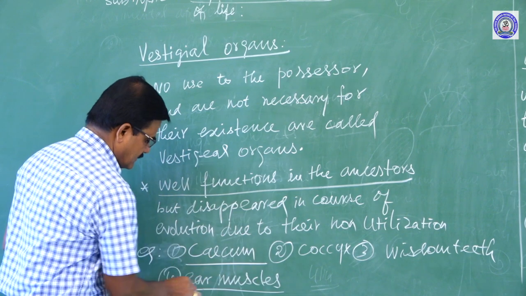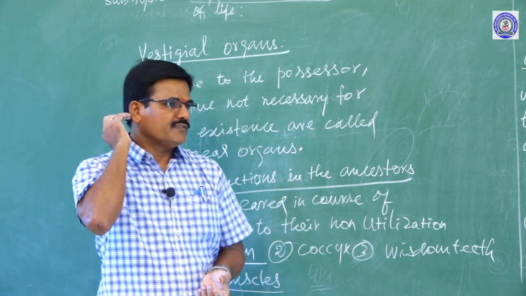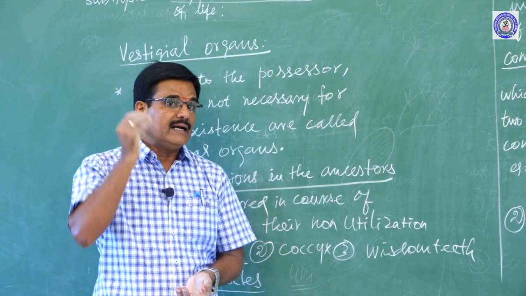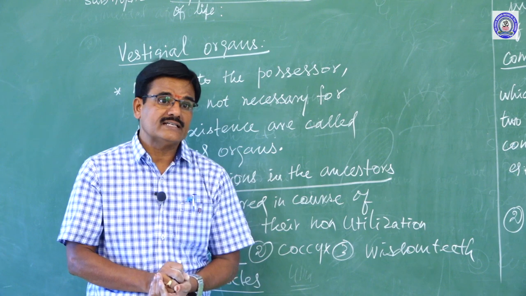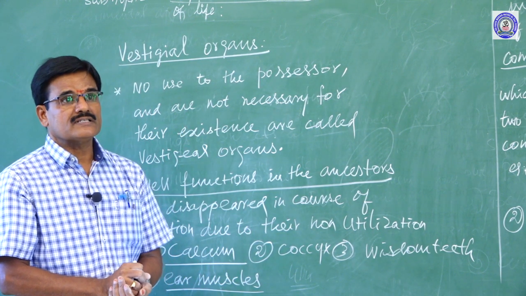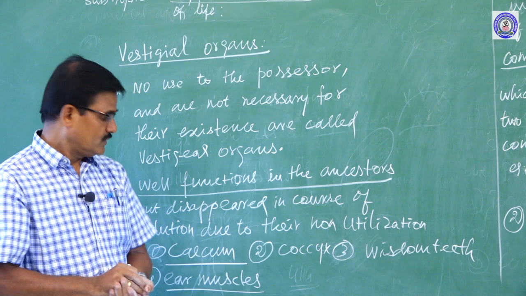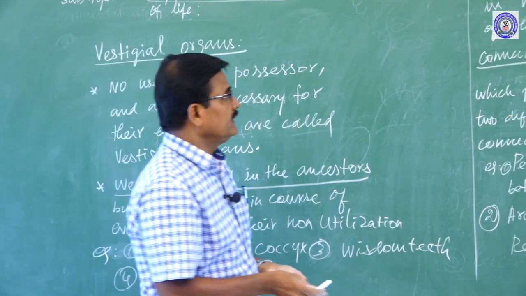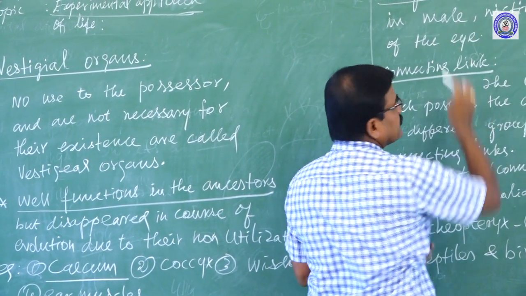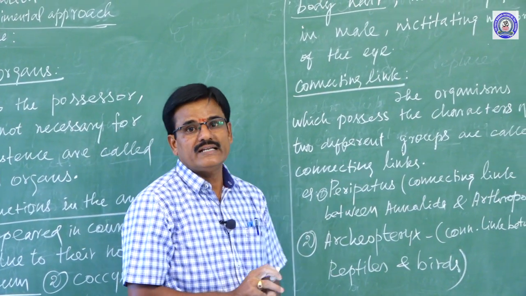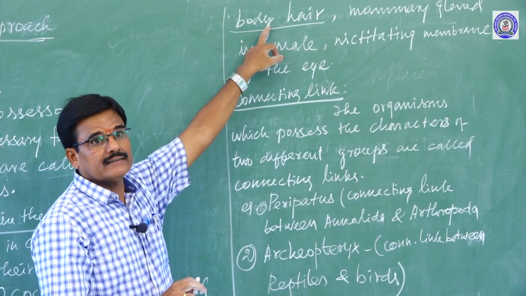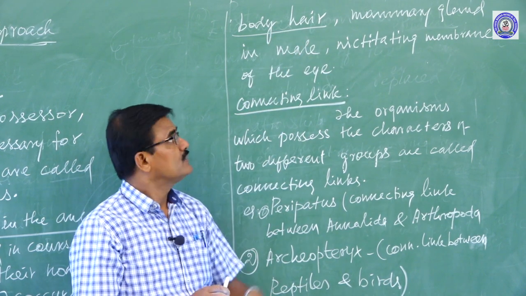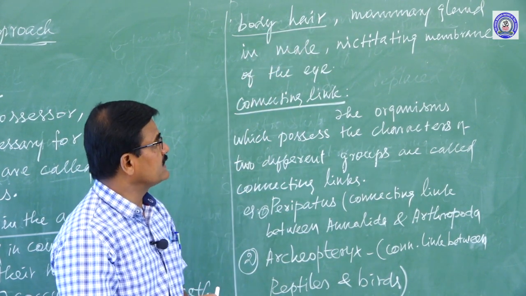Next, ear muscles. The ancestors had muscles on the ears, but nowadays the muscles are absent. Why? Because the muscles are not necessary now. So, that is another example of a vestigial organ. Next, body hair. In the primitive human being, the body was entirely covered by hair, but nowadays the body is not entirely covered by hair. So, body hair is also a vestigial organ.